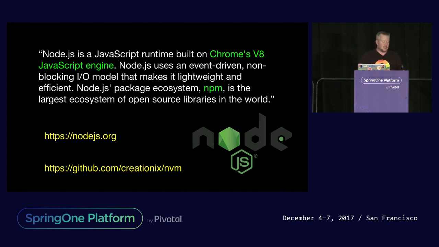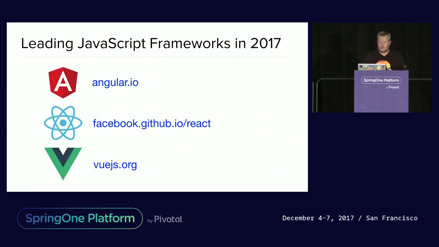So Node.js is the best way to download Node. And then there's this thing called NVM. You'll see it on the bottom there. That's a great tool for switching between Node versions and works really nicely that way.